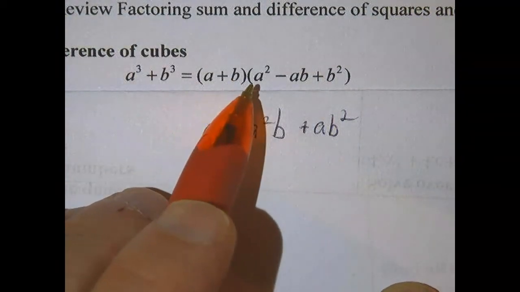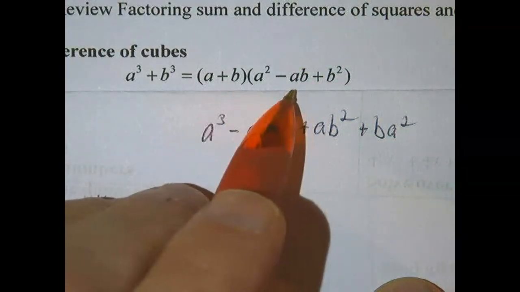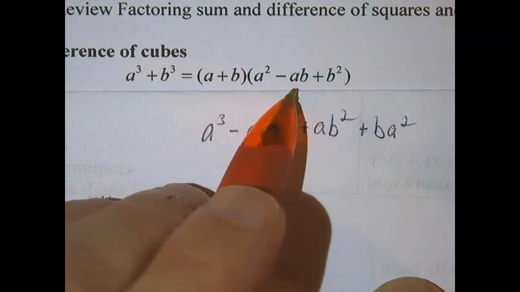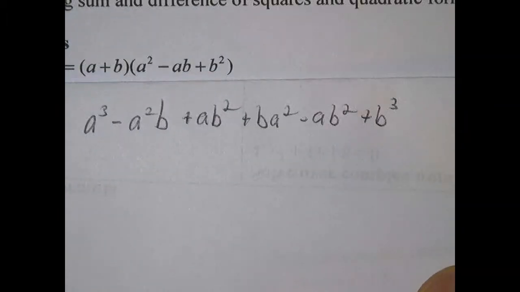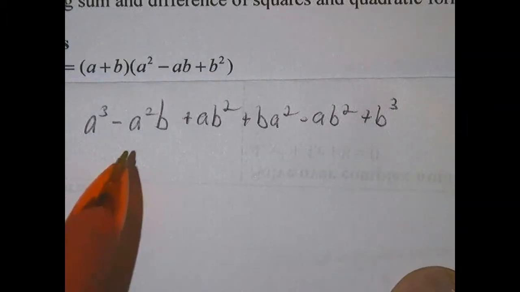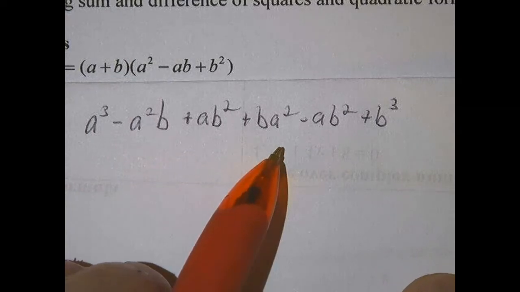So I get plus ba squared, minus ab squared, right? B times negative ab is negative ab squared. And then plus b to the third. Now let's look at our terms here and see if we get any cancellations. You have to look really carefully because they really kind of look the same.